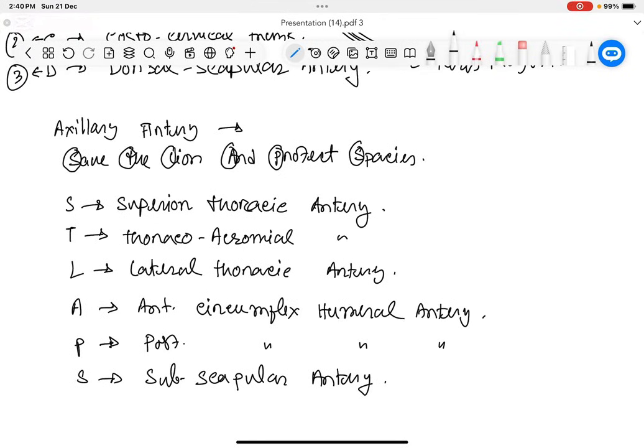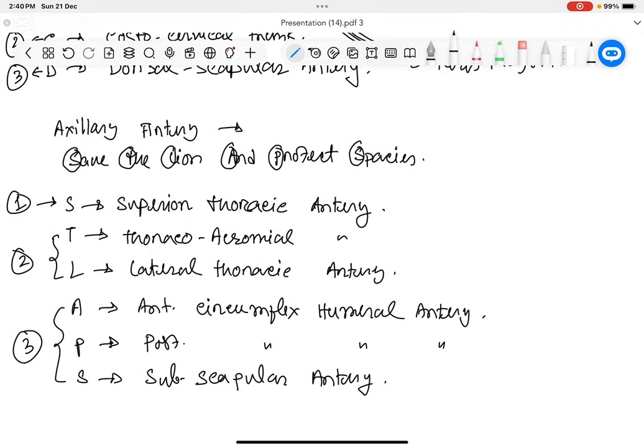Now here, as I said, there are three parts. So which letters belong to which part? S is for the first part, T and L are for the second part, and the last three will be for the third part. That means from the first part only one branch, from the second part two branches, and from the third part three branches are coming. That's all about the axillary artery.